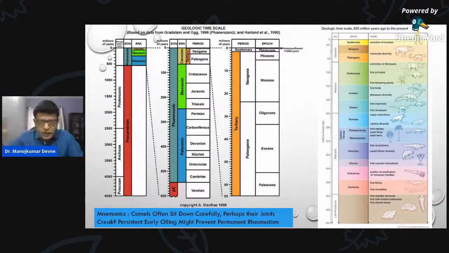Now, when I read this all, it makes some sense, but not absolute sense. Camels often sit down carefully. Perhaps the joints creak. Persistent early oiling might prevent permanent rheumatism.